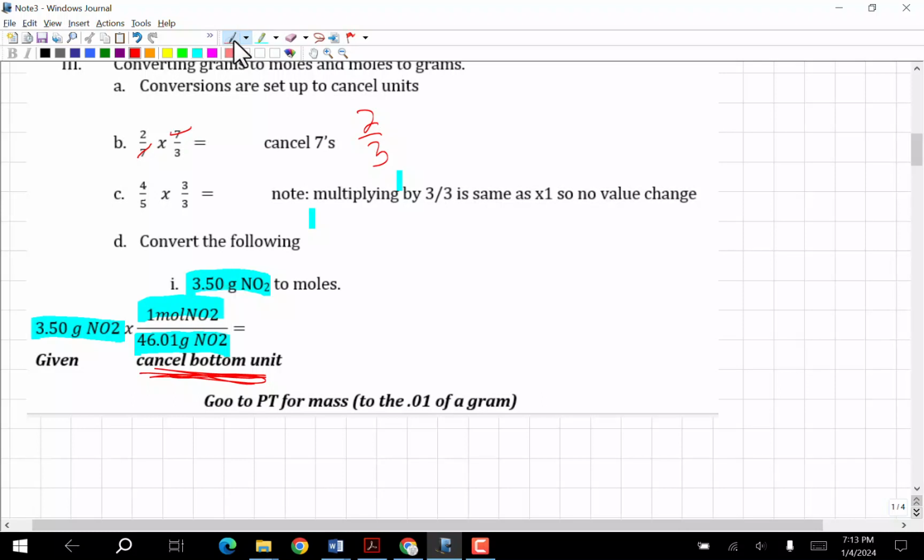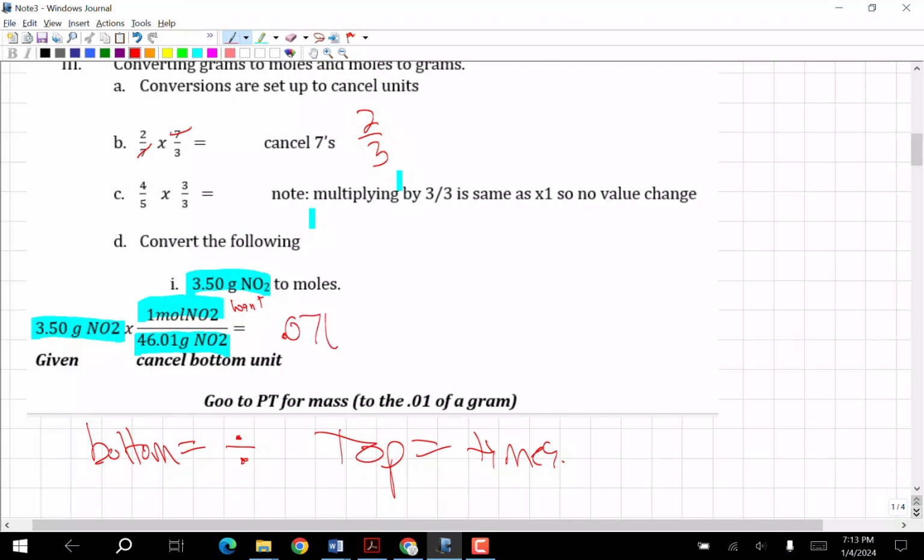So again, what you want to cancel goes on the bottom. What you want goes on top. Remember, anything on the bottom equals divide. Top equals times. I know that's very cheesy, but don't you mess that up. 3.5 divided by 46.01 is 0.0761 moles of NO2.